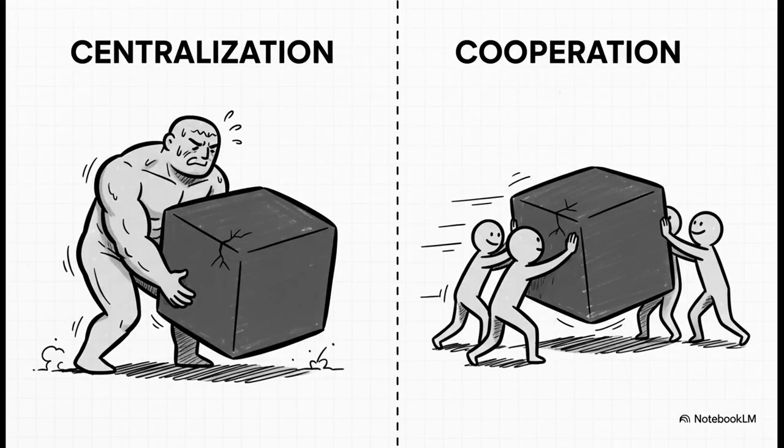When you boil it all down, it really comes to this. The standard model we use today is all about centralization, one massive entity doing all the heavy lifting. The distributed model is all about cooperation, lots of smaller parts working together in a much more efficient, coordinated way.